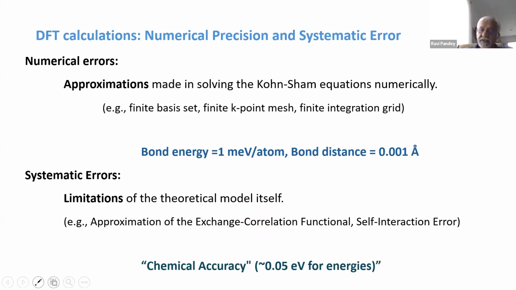Depending on this exchange correlation functional form, which is semi-empirical, an error comes into the approximation. And then we also have the so-called self-interaction error, because of the way we define it, an electron interacting with other electrons also includes a term interacting with itself. And that gives you a chemical accuracy of about a tenth of an eV for energies, and one has to be very, very careful about it.